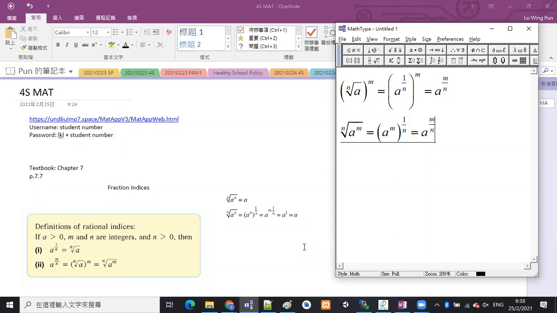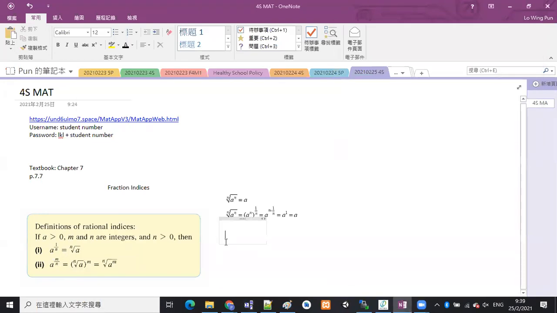Okay, so both of them will result in a to the power m over n. Okay, which means that no matter you're writing a to the power m over n, then it is actually equal to the nth root of a and then to the power m. Or you may interchange the power m and the nth roots. So it is equal to a to the power m and then taking the nth roots. Okay, so that is exactly the property in number 2 here. Okay, so that is what we are going to do here.